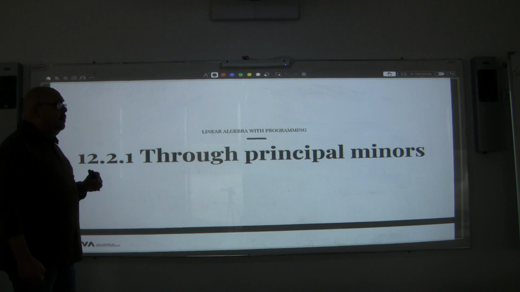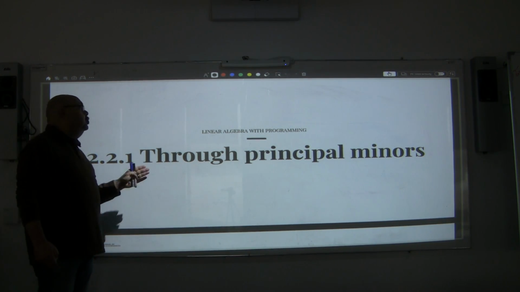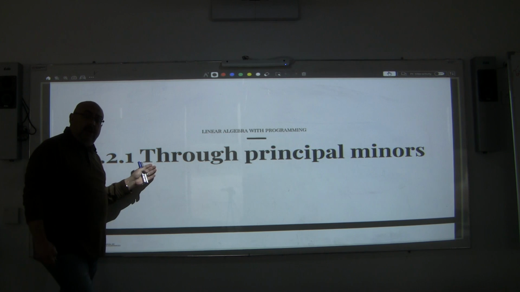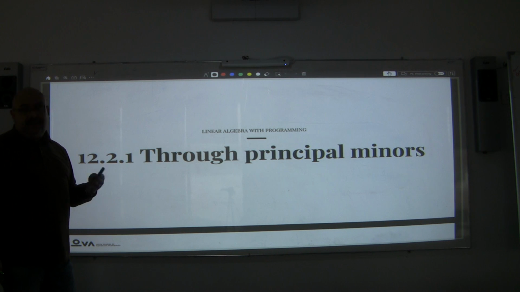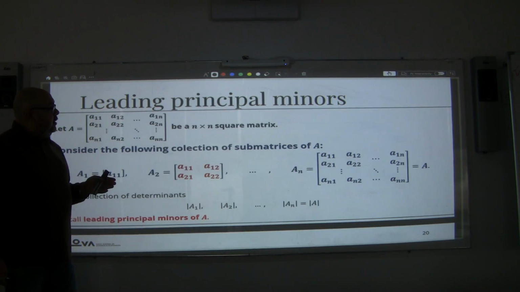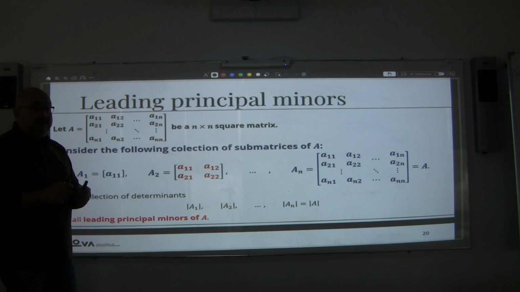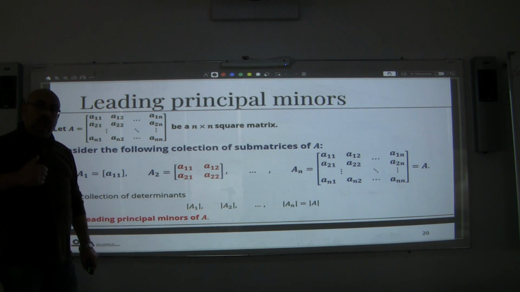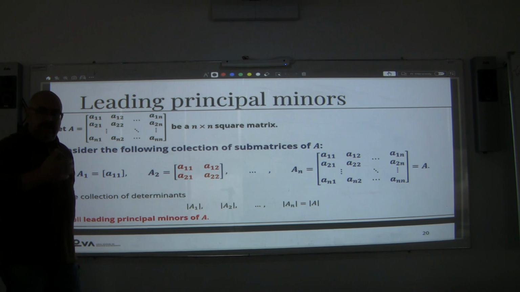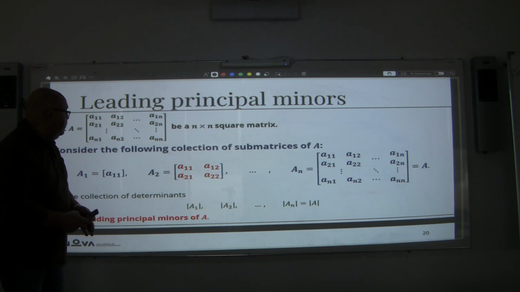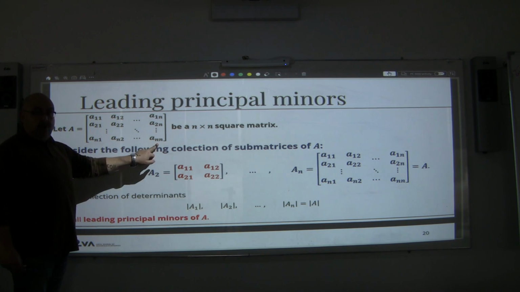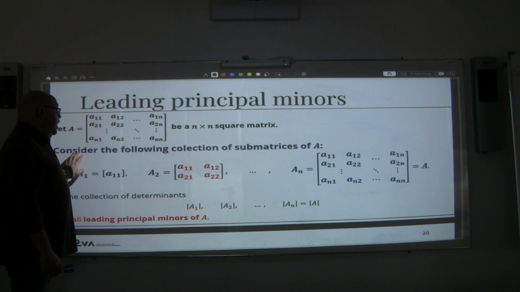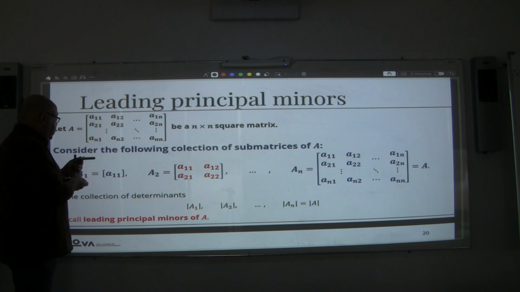Now I'm talking about the principal minors and how to use them to classify your quadratic form, whether it is positive definite, positive semi-definite, and so on. In order to get the leading principal minors, this is really very simple, and there is no extra information. You're already familiar with how to get the minors. So if I'm talking about a matrix with n rows and n columns, I can get the following collection of submatrices of A.